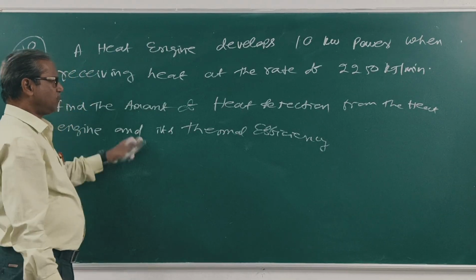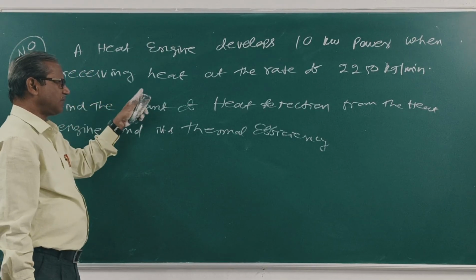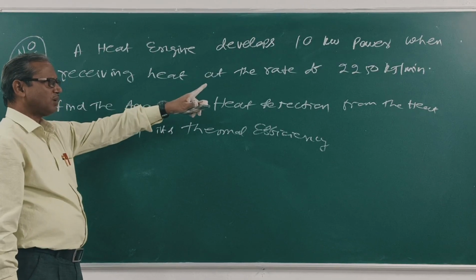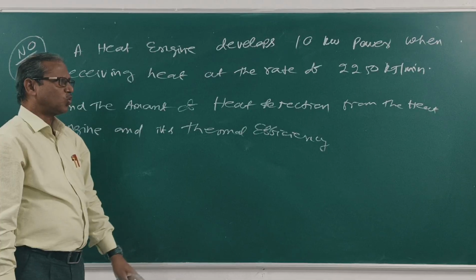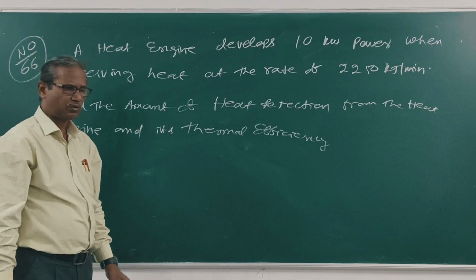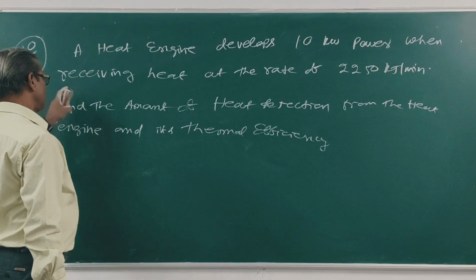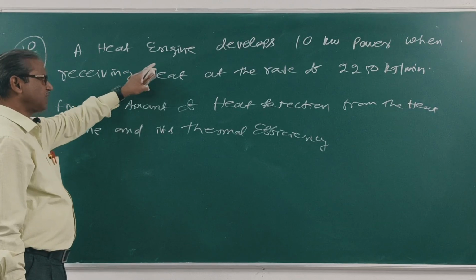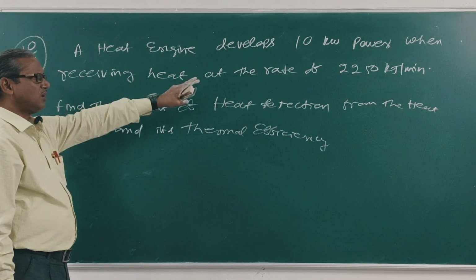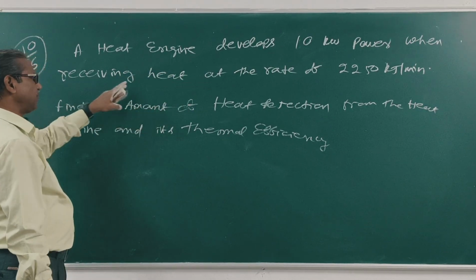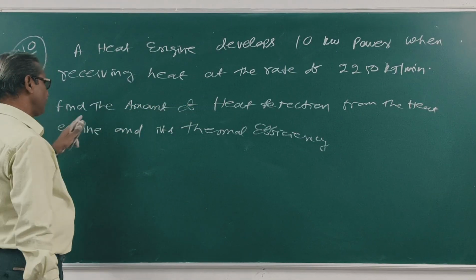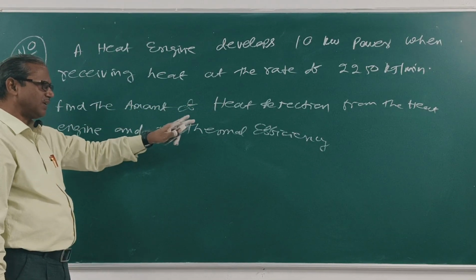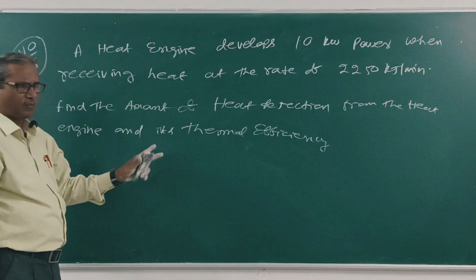This is question number 66. The question is: a heat engine develops 10 kilowatt power when receiving heat at the rate of 250 kJ per minute. Find the amount of heat rejection from the heat engine and the thermal efficiency. Clear?